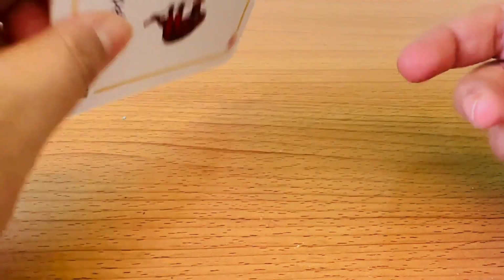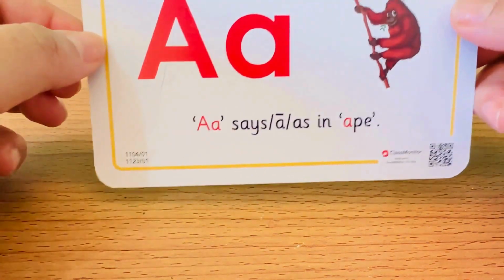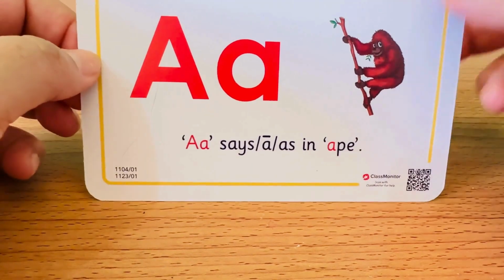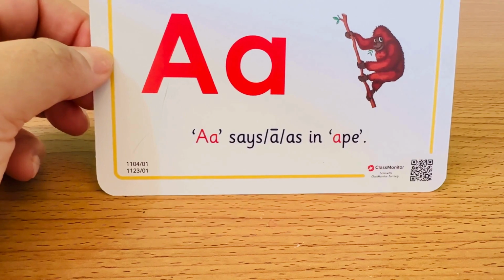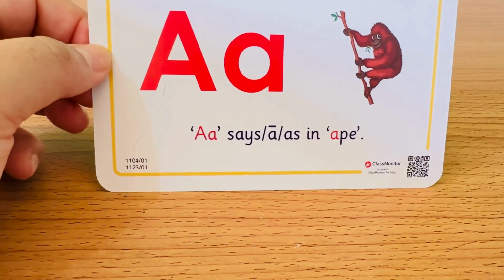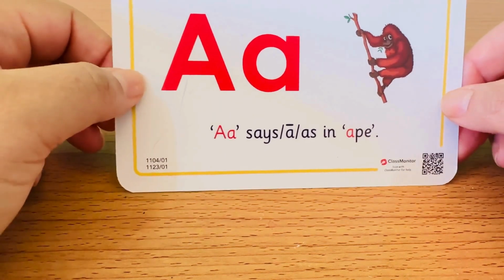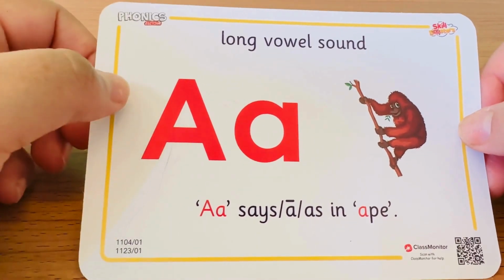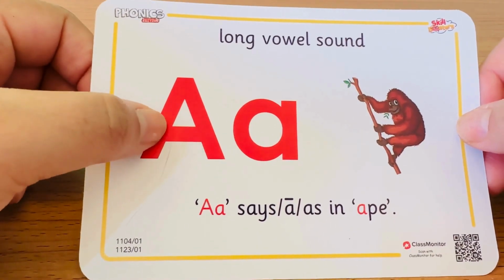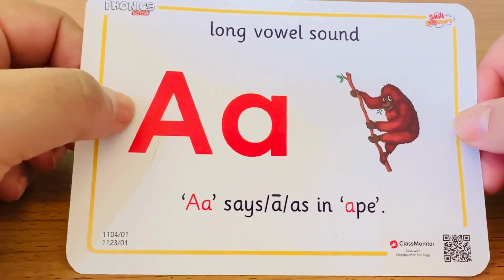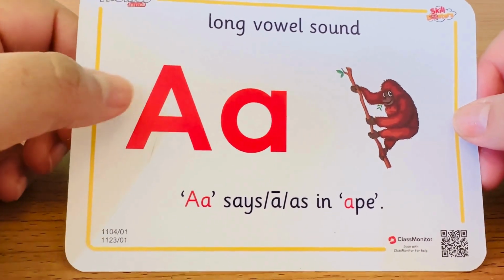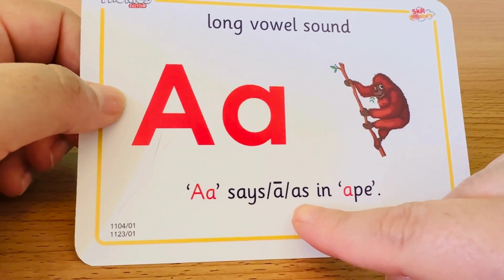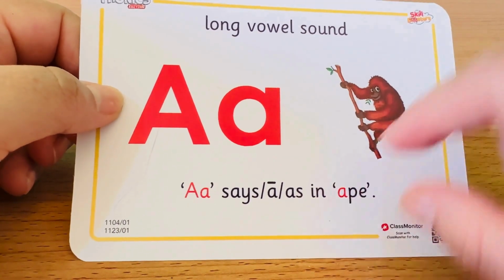Now, let's look at the long vowel sound of letter A. Long vowel sound is A. Yes, the sound of long vowel letter A is A. Like we usually say, the first letter of our alphabet, A. A says A as in ape.